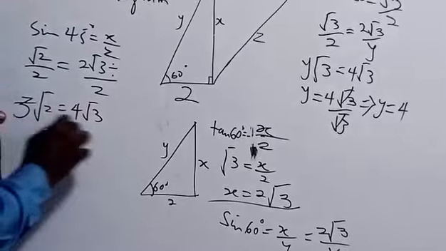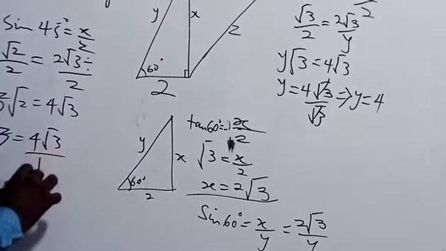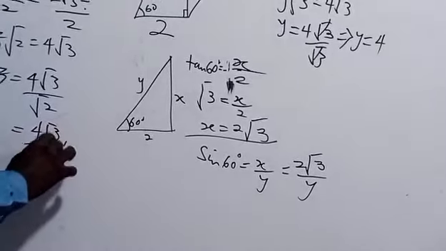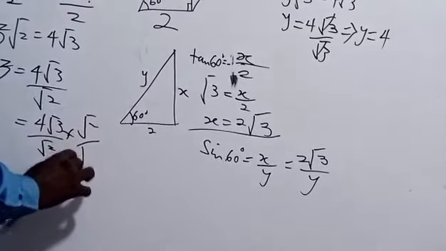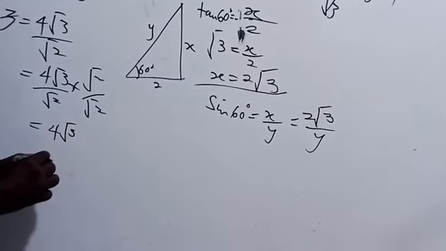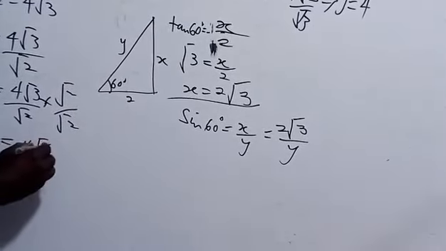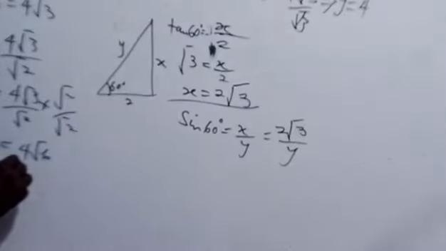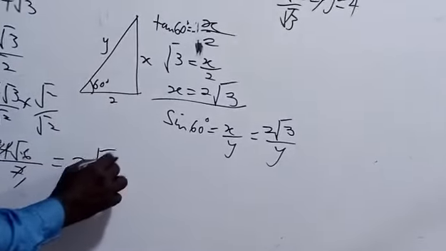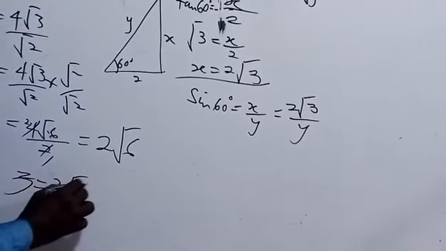If you cross multiply, it will now be z root 2 to be equal to 4 root 3. If you divide both sides by root 2, you now have z to be equal to 4 root 3 divided by root 2, which is the same thing as 4 root 3 over root 2 times root 2 divided by root 2, which is the same thing as 4 root 6 over root 2 times root 2. That will be 4 root 6 divided by 2. 2 here 1, 2 here 2. So my final answer will now be 2 root 6. So my z is the same thing as 2 root 6, my answer.